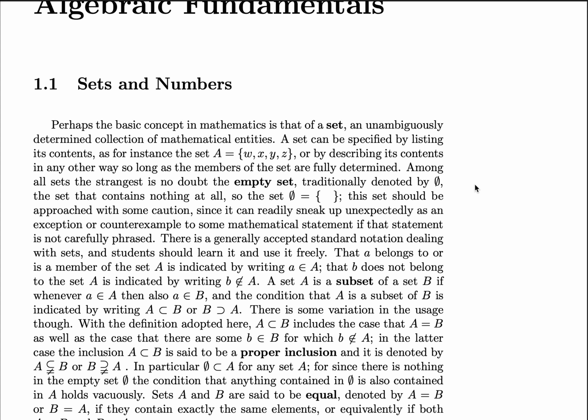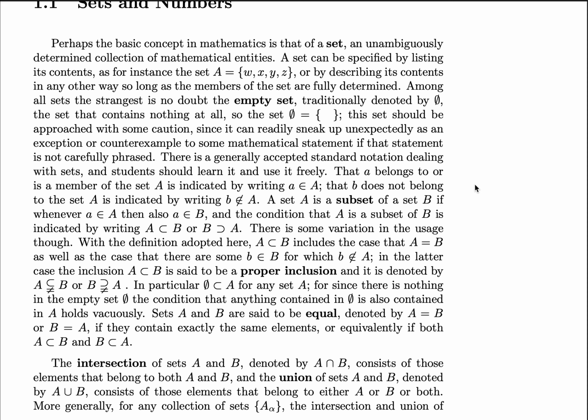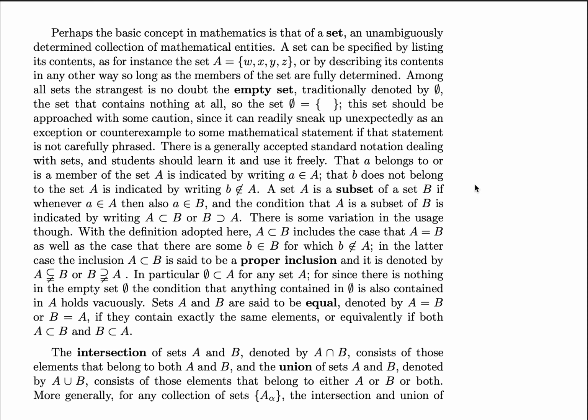A set can be specified by listing its contents. For instance, the set A is {w, x, y, z}, or by describing its contents in any other way, so long as the members of the set are fully determined. For instance, the set of all prime numbers.